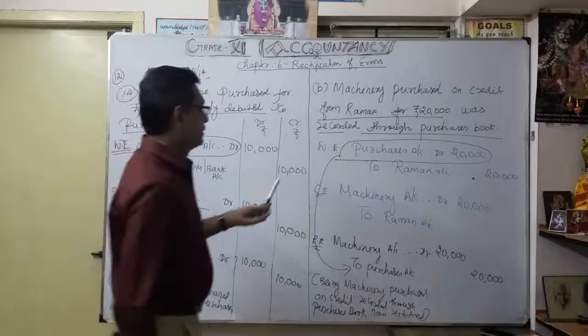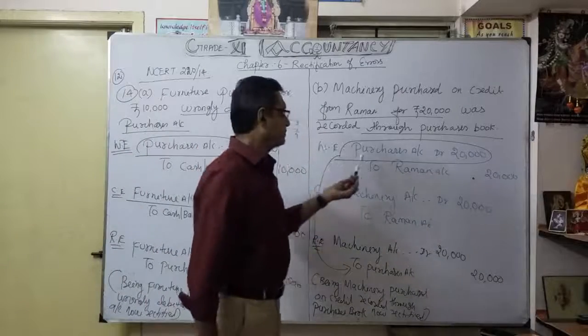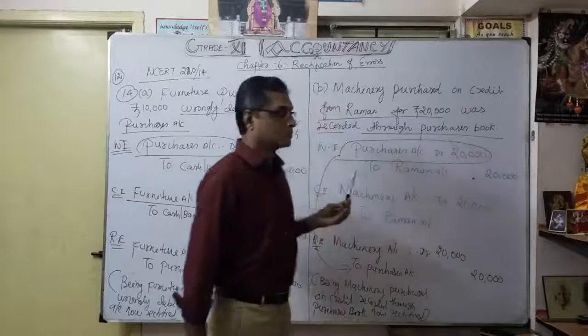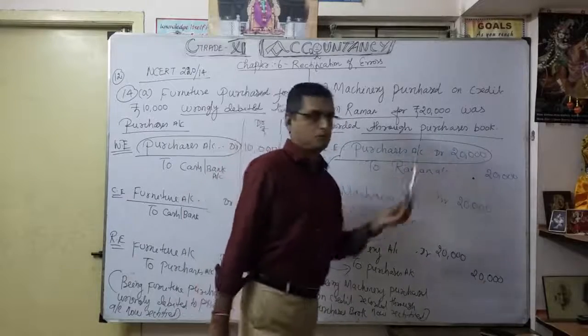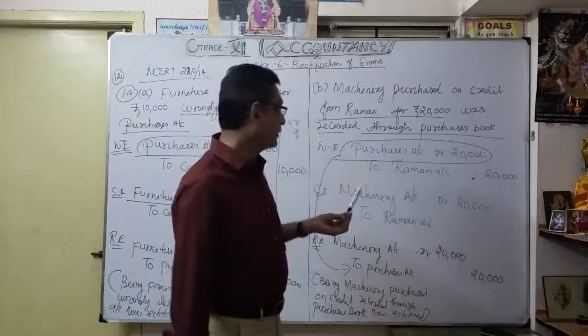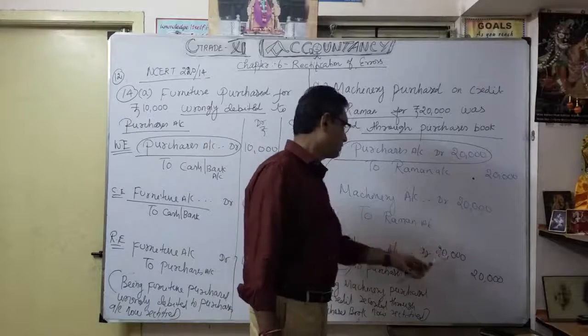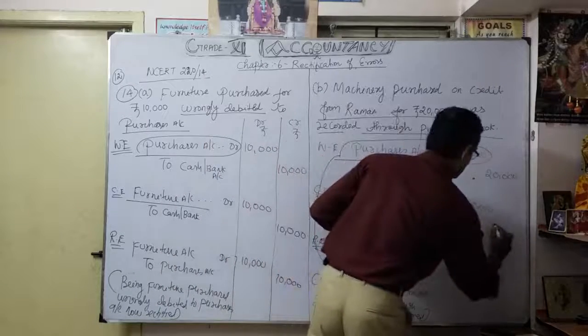Repeat once again. So what's the wrong entry? Purchase account debit 20,000 to Raman account. But actually what should be debited? Machinery account debit to Raman account. Okay, sorry, 20,000.